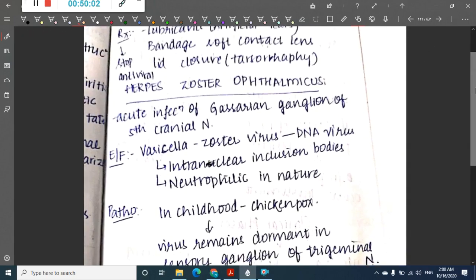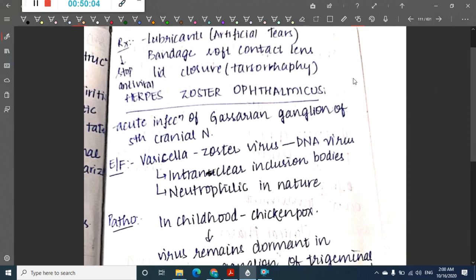Here you should give lubricants, because this metaherpetic keratitis is not due to virus. So you can give artificial tears, you can put a bandage soft contact lens, and you can also do lid closure with tarsorrhaphy.